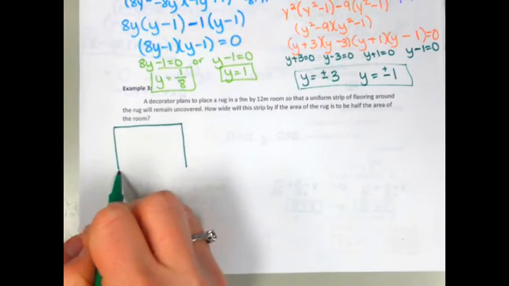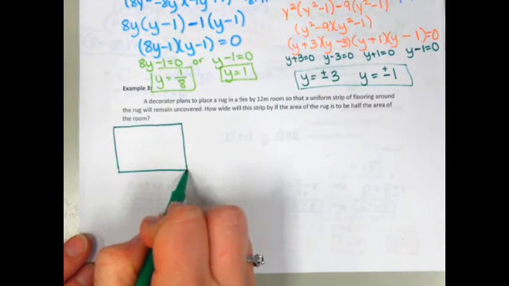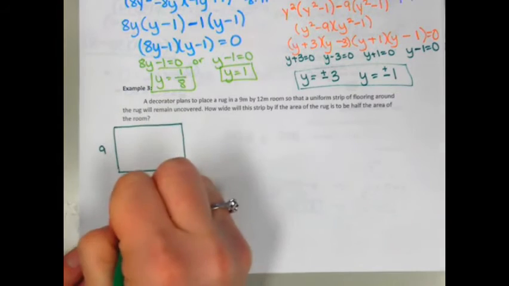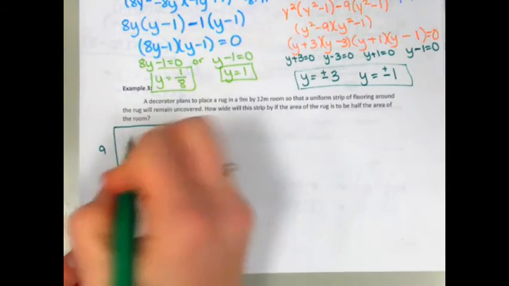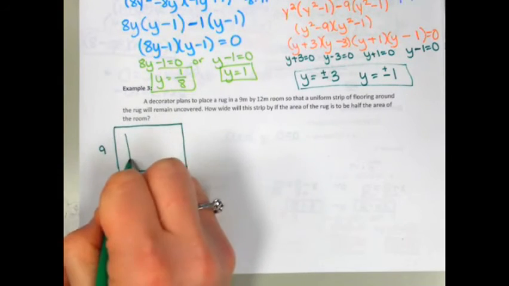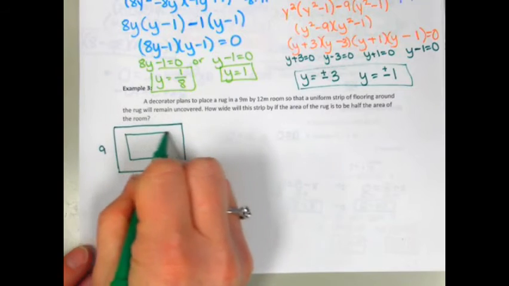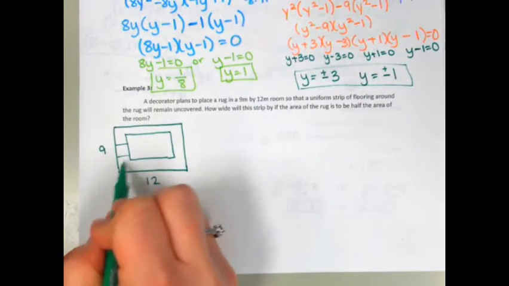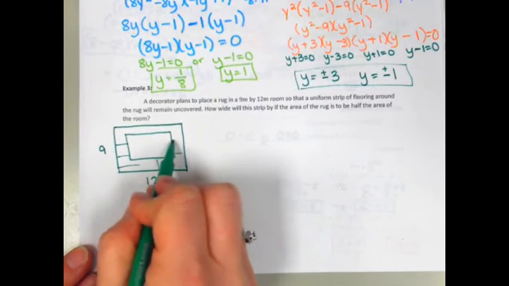Did you guys draw a rectangular room? And what size is my rectangular room? 9 by 12. Good. And then we have a rug, don't we? Being placed, and here's my rug, so that we have a uniform strip around the outside, right?